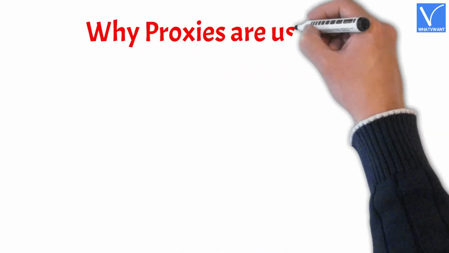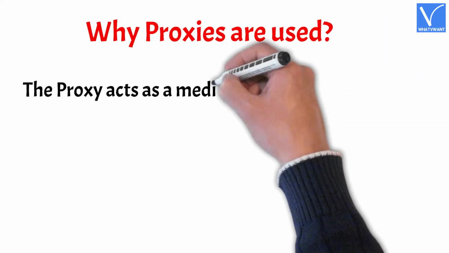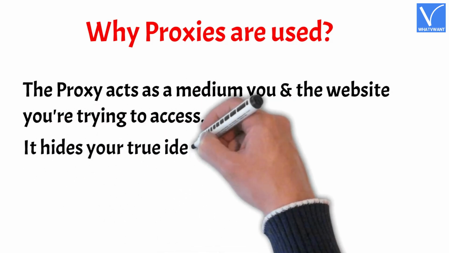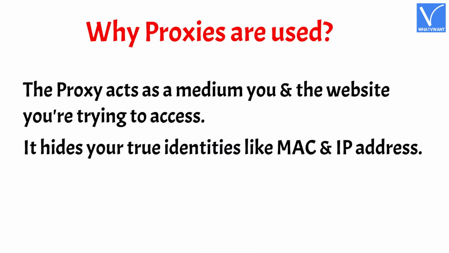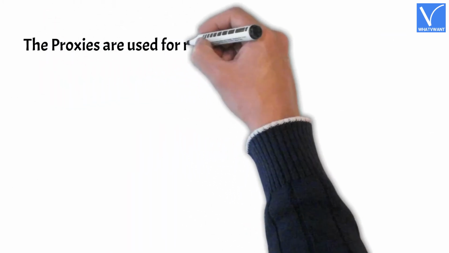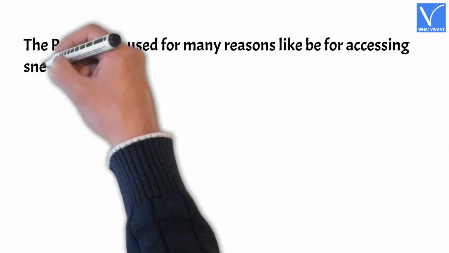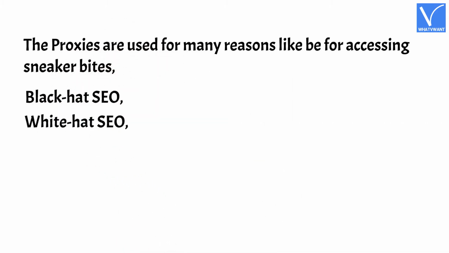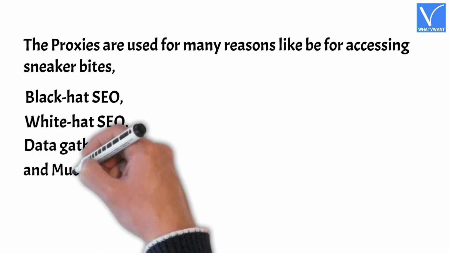Why are proxies used? A proxy acts as a medium between you and the website you're trying to access. It hides your true identity, like your MAC and IP address. It can open any sites that are blocked. Proxies are used for many reasons, like accessing sneaker bots, black hat SEO, white hat SEO, data gathering, and much more.